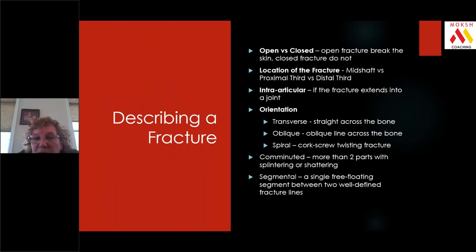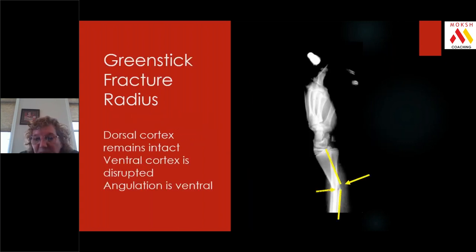You will not need to do this for your board exam, but this is something good for clinical practice. And this is going to be how we describe fractures. And so I'm not going to spend a lot of time on this. I just thought this could be good for your reference. And this is again showing you that green stick fracture.